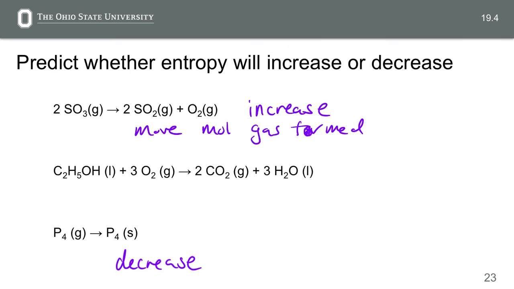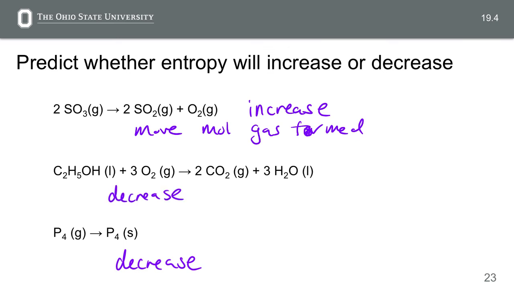Okay, so I saved the second one because this one's challenging, right? Here we have ethanol, which is a liquid, plus 3 oxygen in the gas phase, forming 2 CO2 in the gas phase and 3 water in the liquid phase. How many people think increase? How many people think decrease? Okay, yeah, so good, that's great. The correct answer is that you should see a decrease in entropy.